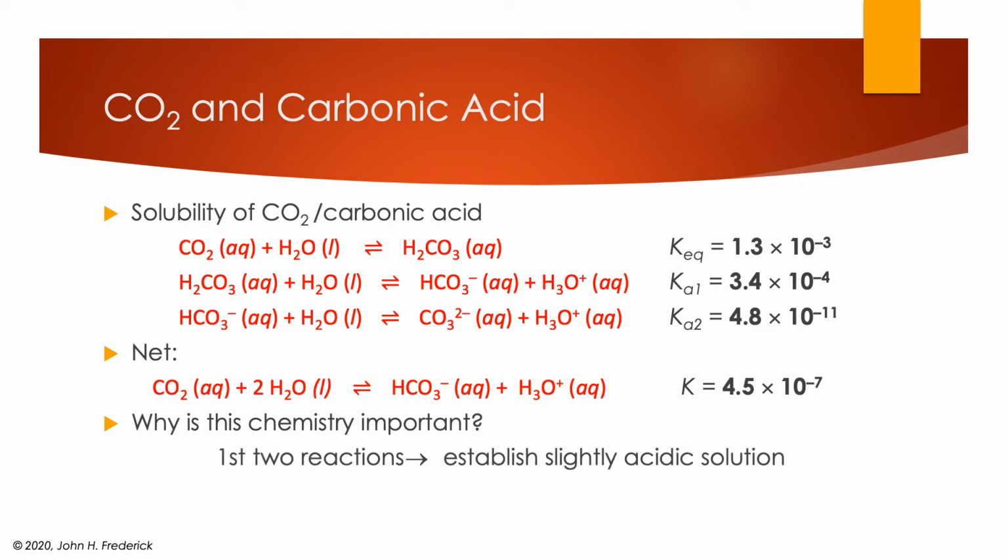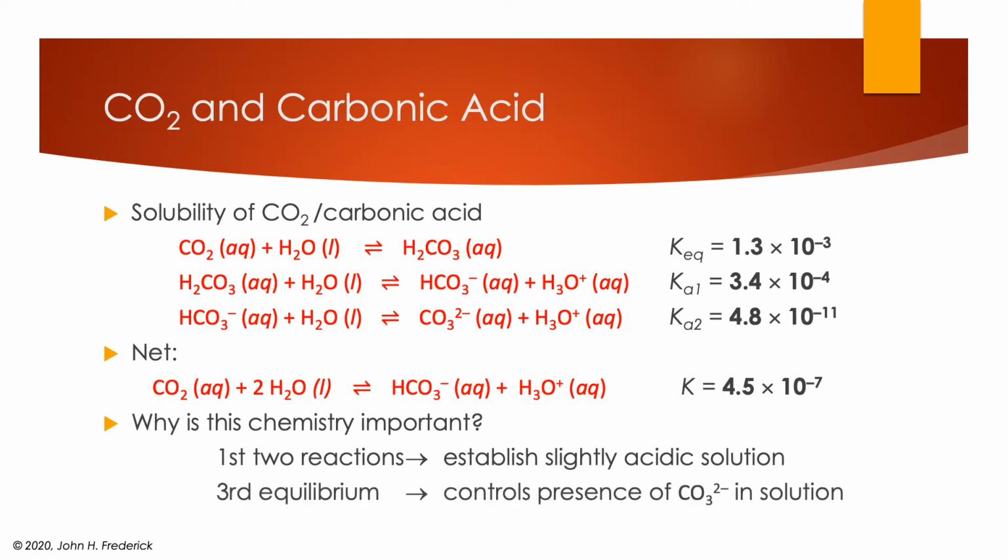Well, the first two reactions basically establish that there is a slightly acidic solution. And the fact that this is slightly acidic means that carbon dioxide in the air, when it combines with water in the air, makes all rainwater slightly acidic. So this isn't acid rain. This is normal natural rain, is naturally slightly acidic, has a slightly acidic pH.